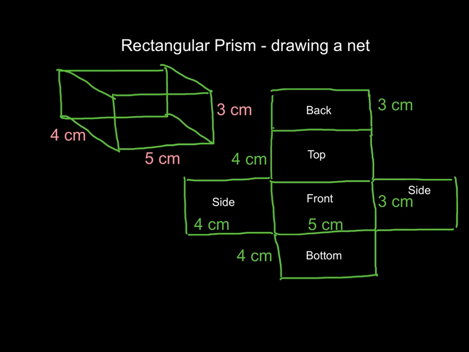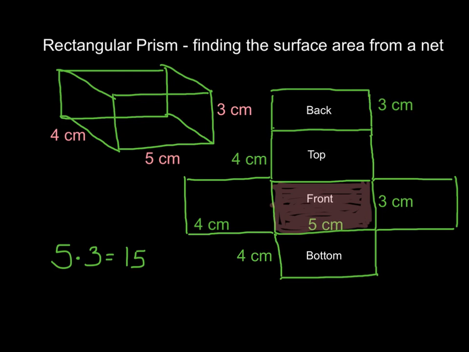Now that the net is drawn, we're going to use this net to find the actual surface area. Be careful, the surface area is not 5 times 4 times 3. That's going to be the volume. We're talking about the area that covers the outside of this box. So we're going to start by using the front. We've colored in the front.